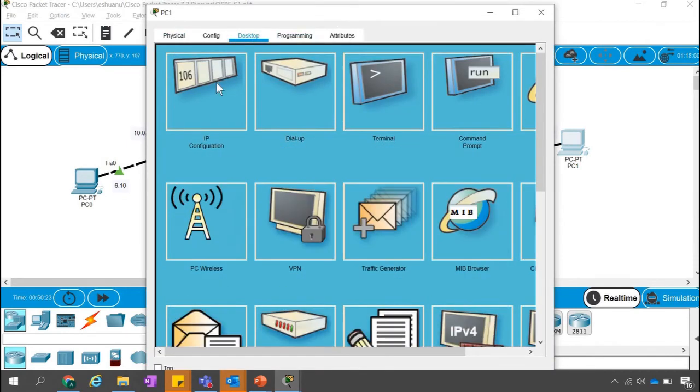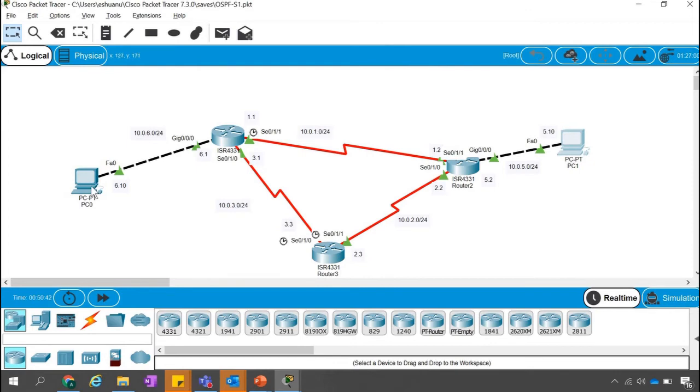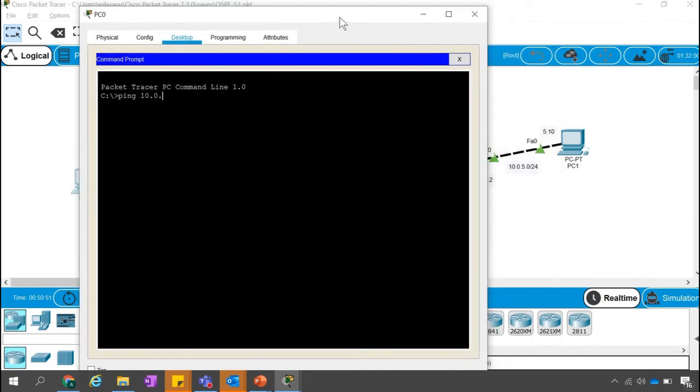And on this computer too, let's configure the IP address, 10.0.5.10. Fine. And here I should give this subnet mask. Here also I'm not configuring any default gateway. Let's first just take a ping and see whether it's pinging or not. Ping 10.0.5.10. Now we are pinging from PC0, this PC, to this PC. This is 5.10, right? So let's ping, and it is saying that request timed out.